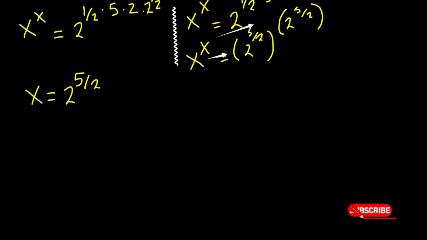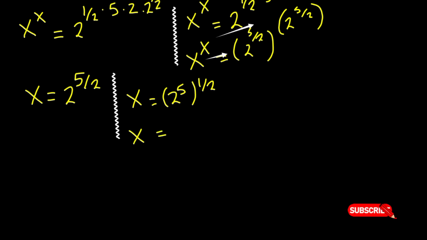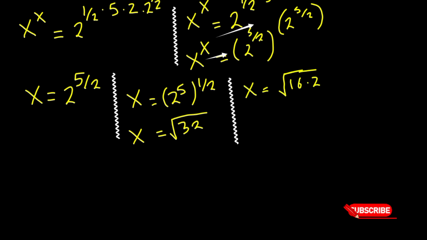Now we are not done here yet, so we need to make use of some simplification. Then we can say x equals 2 to the power of 5, all to the power of 1 over 2, right? Then we can write this as x equals the square root of 2 to the power of 5, which is 32. So we have 32. And then when we simplify this, we're going to see that x will be equal to the square root of 16 times 2. And then when we bring this out of the root, the square root of 16 gives us 4. So therefore we have 4 root 2 as our final answer.